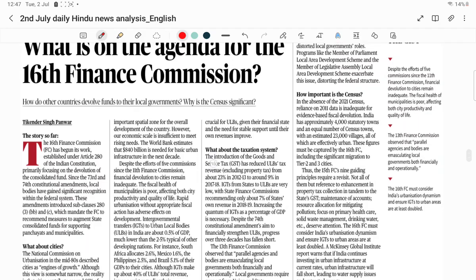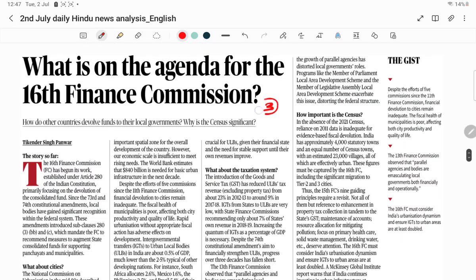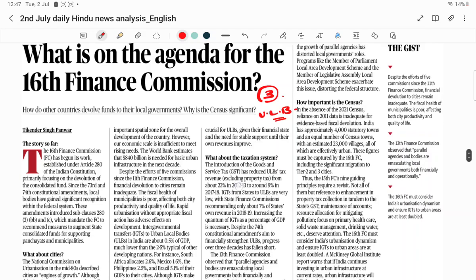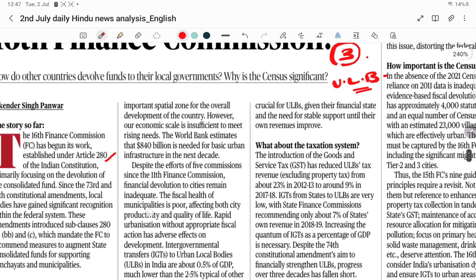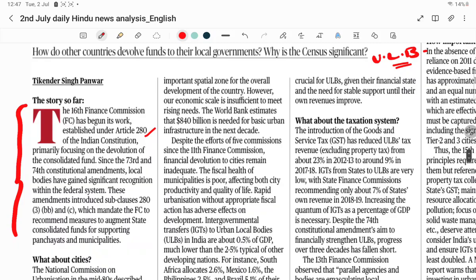This article is completely revolving around the third term of reference that we have seen, and at the same time they are talking about the urban local bodies, ULBs, and how the cities are playing a major role in our country. If you see that, let us start with that. The 16th Finance Commission has begun its work, established under Article 280 of the Indian Constitution, primarily focusing on the devolution of the consolidated fund.